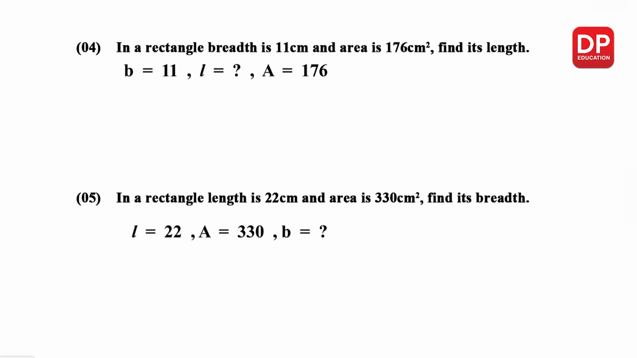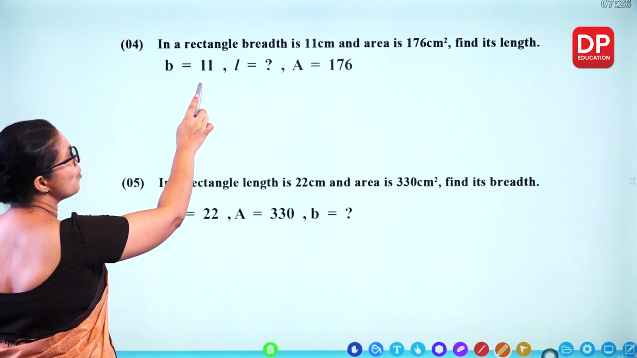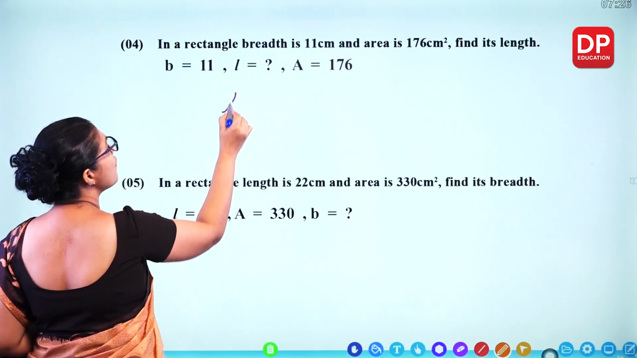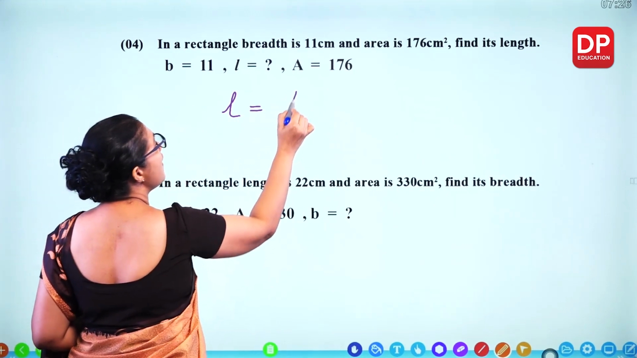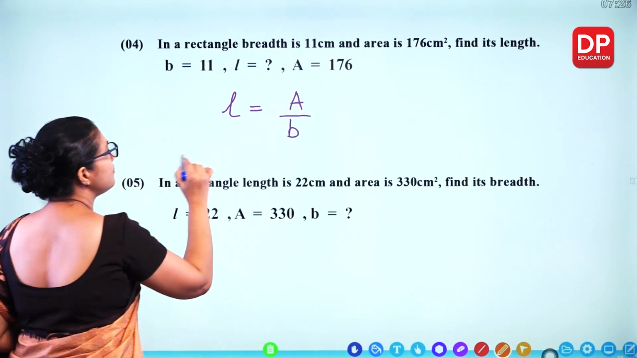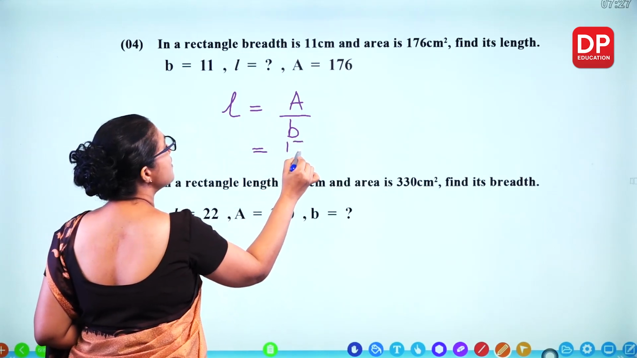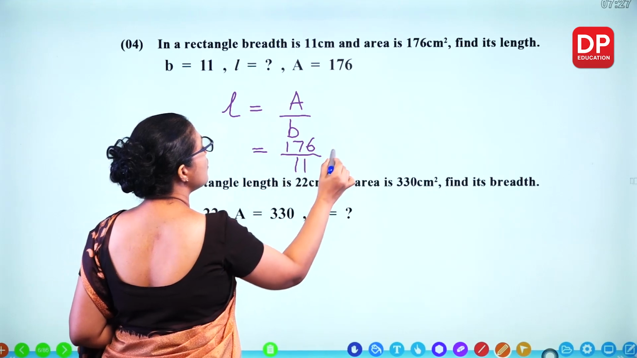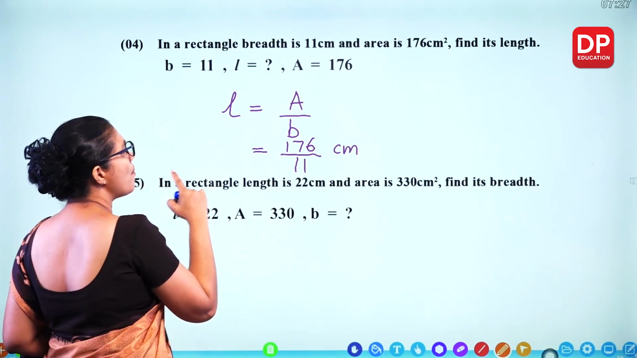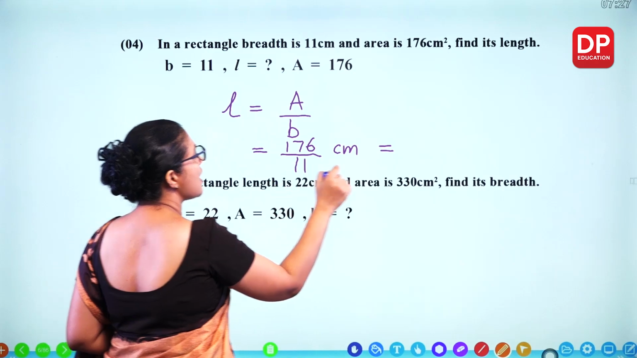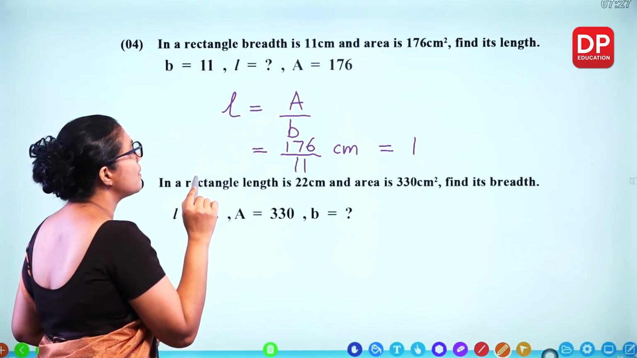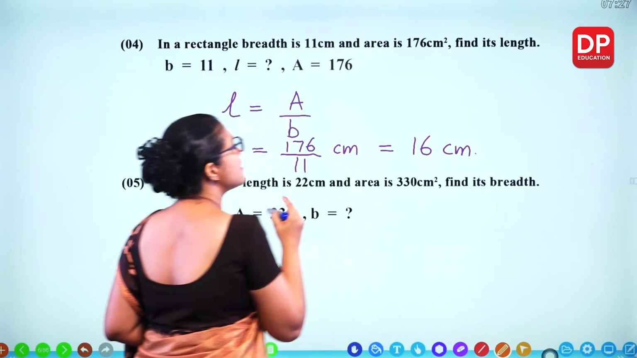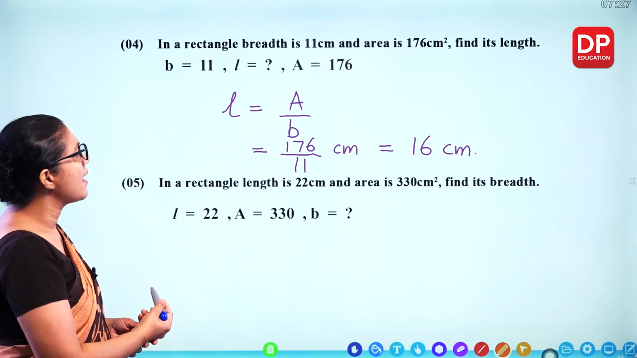In a rectangle, breadth is 11. So breadth is known, area is known. Now you need to find out the length. So what's the formula to find out length? Length is area divided by breadth. Area is 176, breadth is 11. So length you are getting in centimeters. How many 11s are there? 11 times 1, 11. You get 6. 66 is 6. So 16 centimeters is the length of the rectangle.